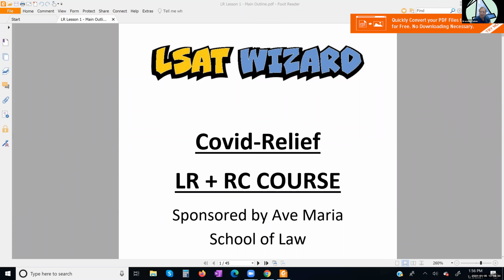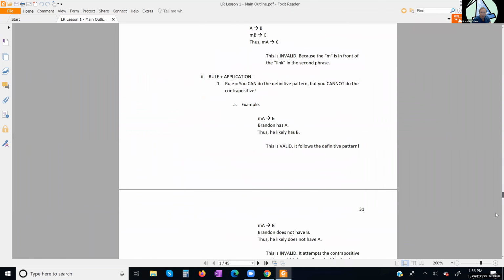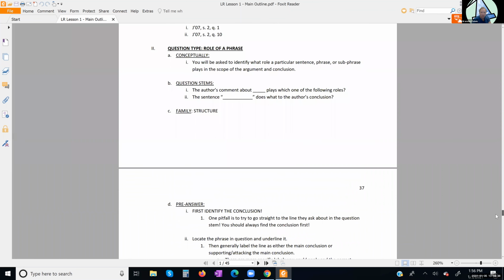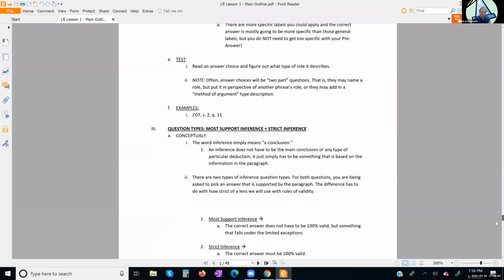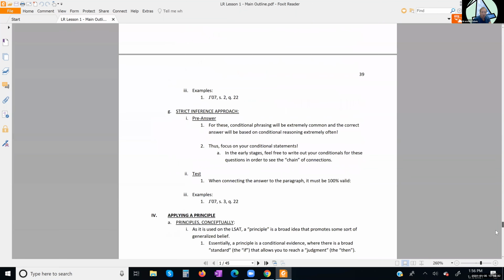Now, going into this particular question type, the point of disagreement or pointed issue or just disagreement, agreement, whatever you want to call it, we're going to get into it now.